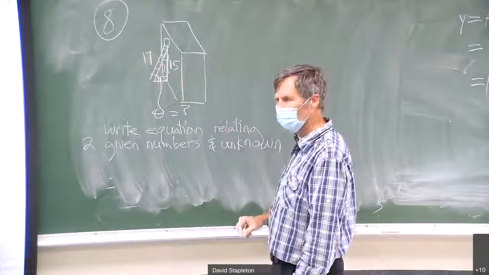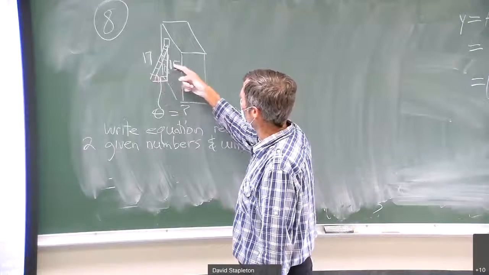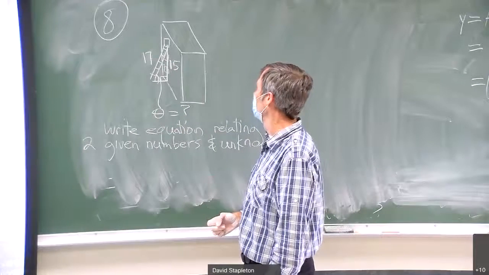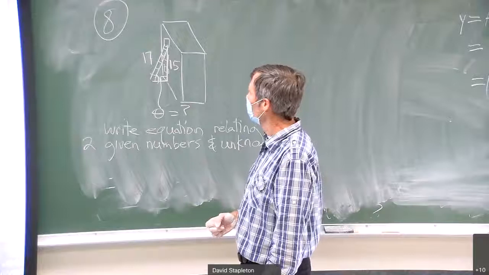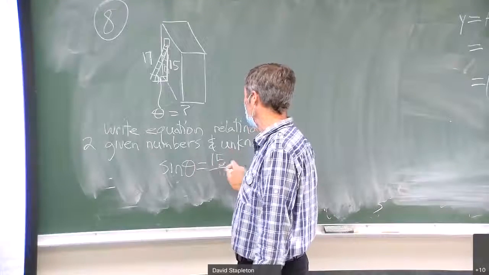What's different here is we're going to have to use an inverse trig function for this kind of problem. I have this angle and these two sides. What relates this angle to these two sides? What trig function? Cosine? Yeah, it's sine, opposite over hypotenuse. So I'll say sine theta equals 15 over 17.